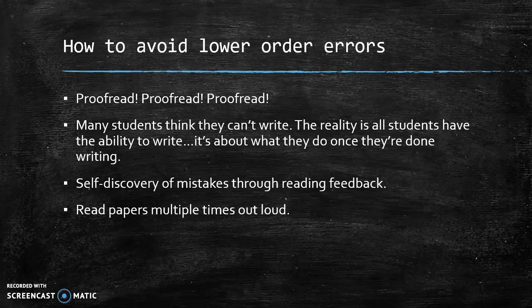Okay? You have to do a lot of things in order to improve yourself, but I'm going to boil it down to two simple rules. One, self-discovery of mistakes through reading feedback. You have to read my feedback. I am telling you the kinds of errors that you're making and also some of the good things that you're doing as well. But if you want to improve yourself, you have to look through that feedback and identify the ways that you can improve yourself.